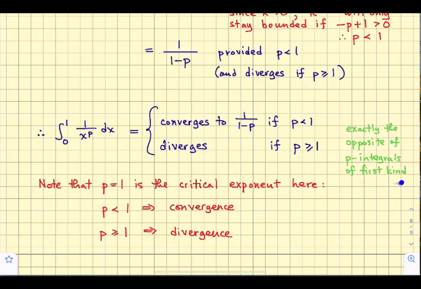Pay attention that this is exactly the opposite of what happened with p integrals of the first kind. Remember, they converged when p was greater than 1 and diverged when p was less than or equal to 1. So here they swap roles, and you need to keep that in mind. Note that yet again, p equals 1 is the critical exponent here that is separating convergence from divergence.